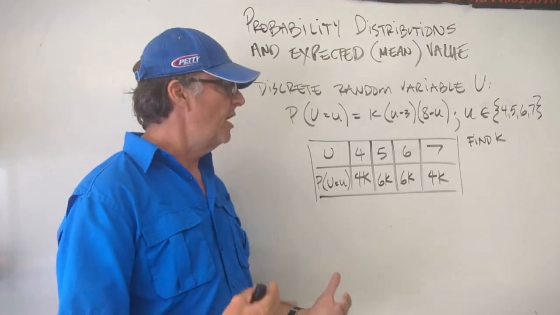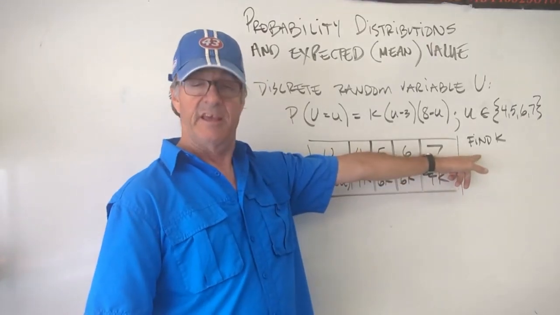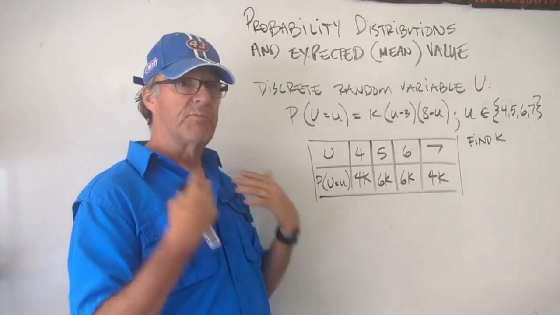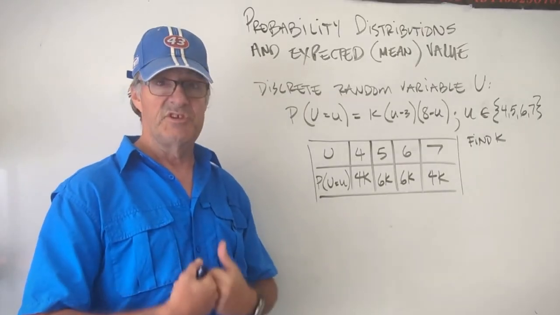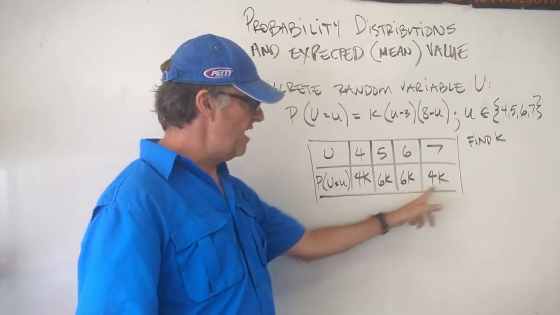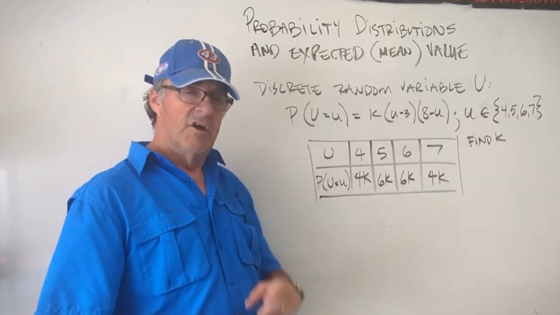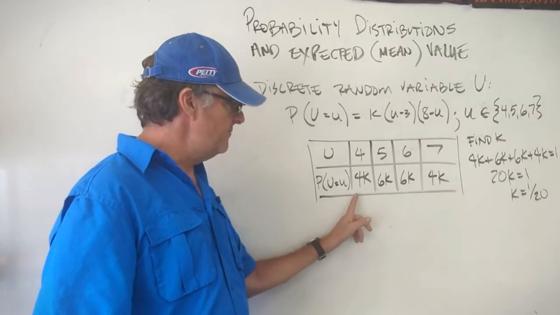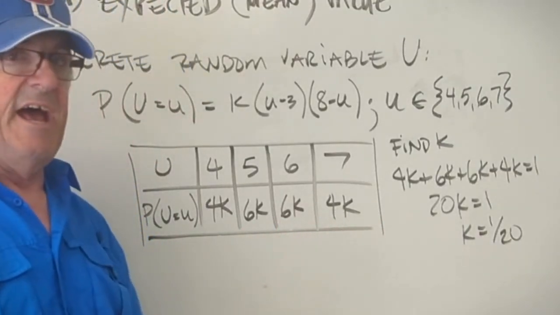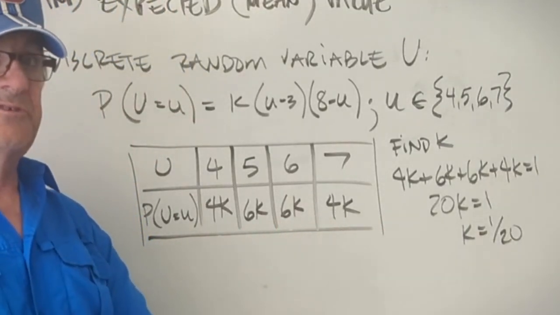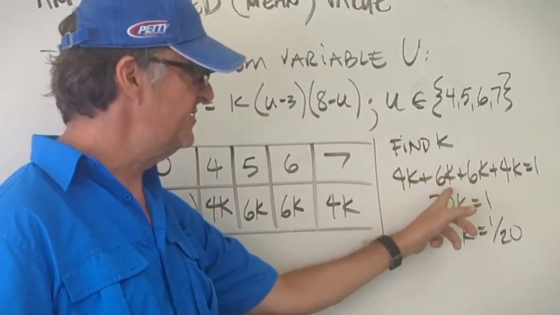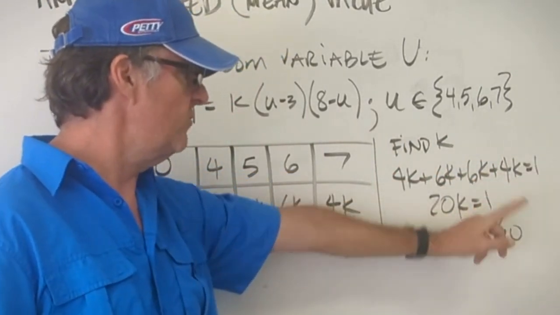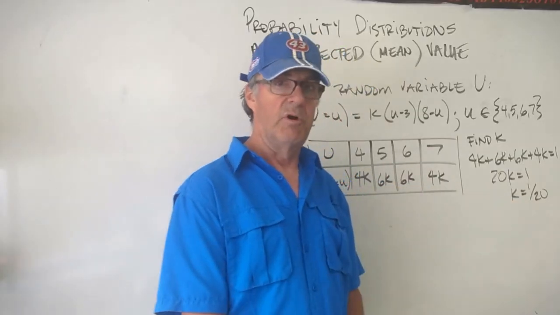Okay, next prompt, find k. Now there's an assumption here you have to make, or it's a property of a probability distribution that you have to remember to figure out what k is. So pause the video, write a little equation, and solve it for k. Okay, you had to remember that all of the probabilities add up to 1. So my equation here, 4k plus 6k plus 6k plus 4k equals 1. So I get 20k equals 1, k equals 1/20.